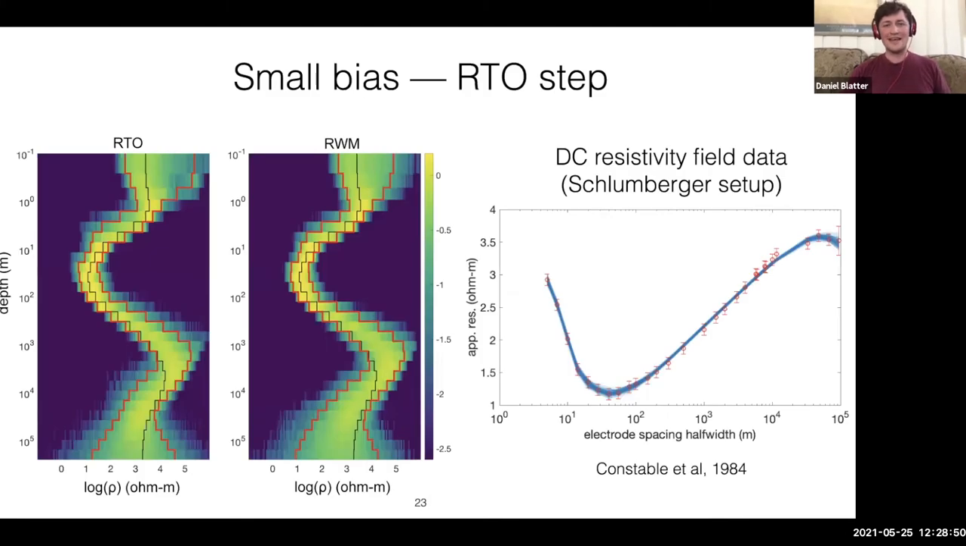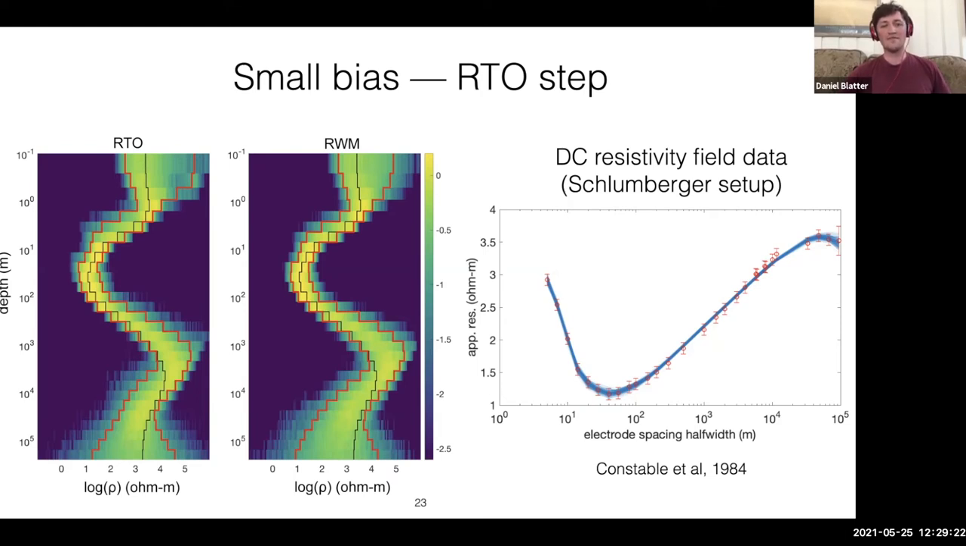One of the really nice attributes of RTO TKO is that there's actually a very small bias, as I mentioned before, between the sampling distribution and the target distribution. So here we inverted that DC resistivity data again. And finally, I show you the actual data. This is courtesy of Stephen Constable from 1984. I think this was collected in the middle of Australia. It's a Schlumberger setup. On the left, you see the posterior estimated from just fixed mu RTO. So we're just estimating the bias in the first step, the RTO step.